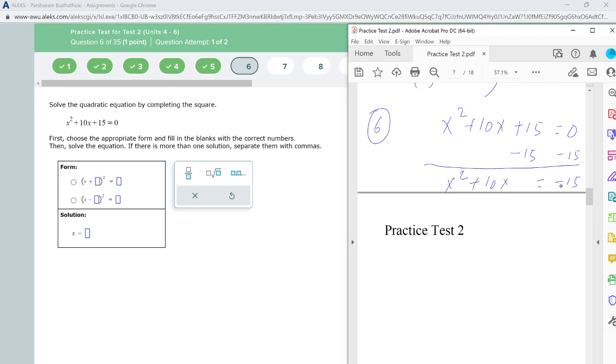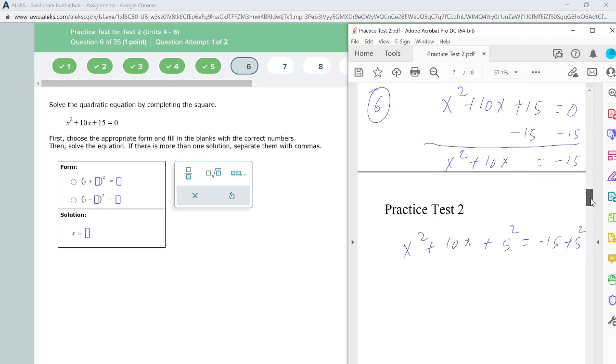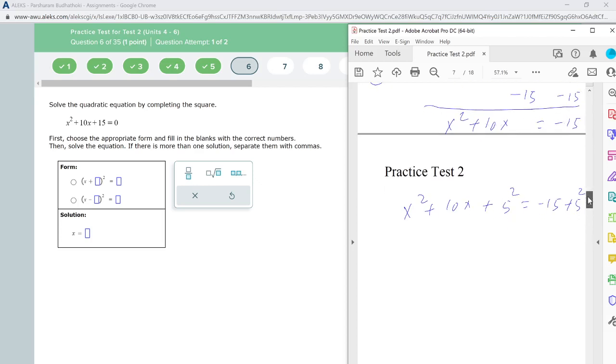If you divide 10 by 2, that will give you 5. So we are adding 5 squared to both sides, not just one side. That's the trick. If you just add to one side, that will not continue the same equation. It will be a different equation. So we are adding the same 5 squared to both sides. So we are just rearranging this equation, the very same equation.